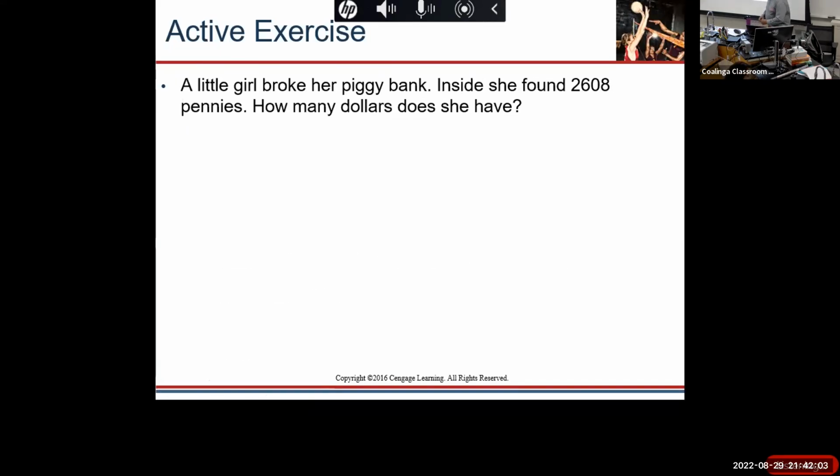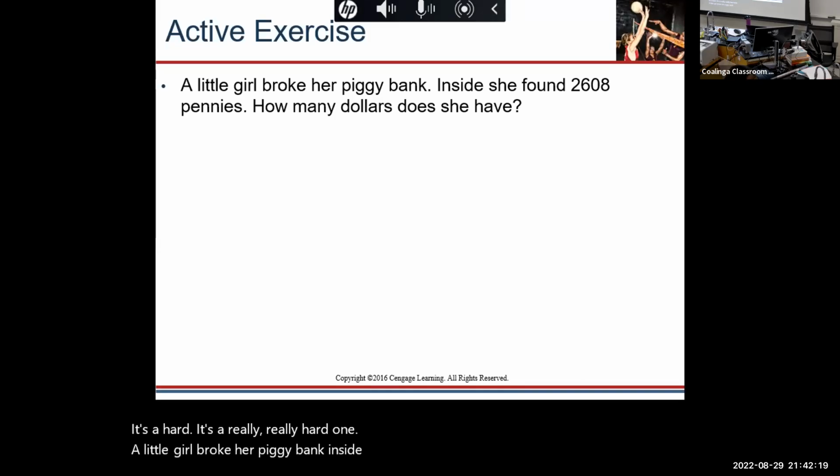Okay. Last one, and then we'll call it a night. It's a really, really hard one. Okay, a little girl broke her piggy bank. Inside, she found 22,608 pennies. How many dollars does she have?